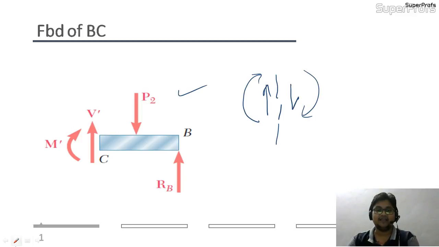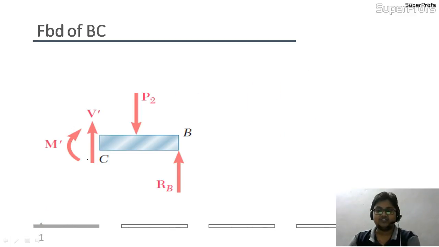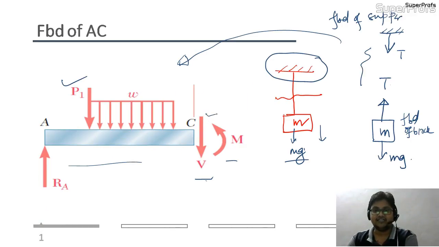Always the reaction will be in the opposite manner. So in our case, as you can see here, the shear force was in the downward direction and the moment was in the anti-clockwise direction.